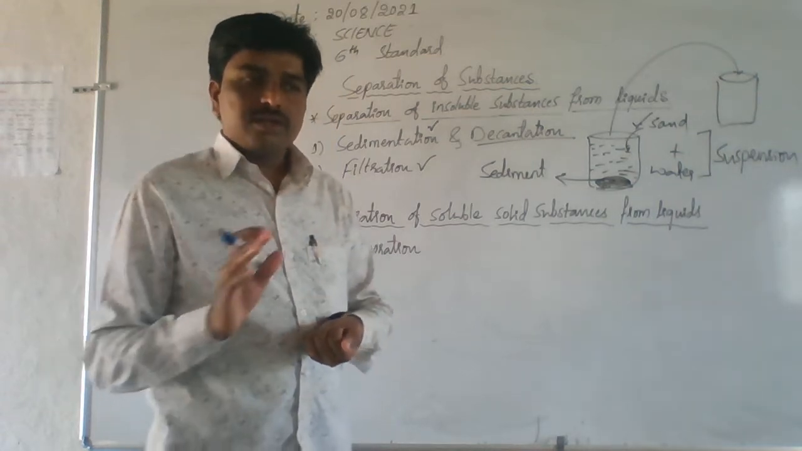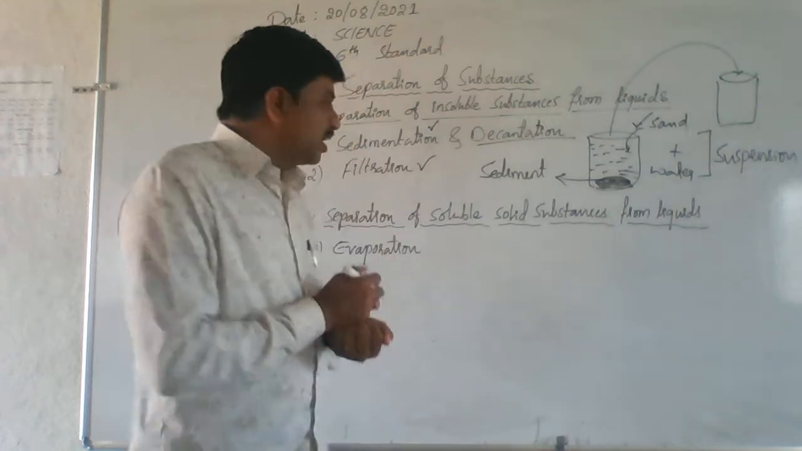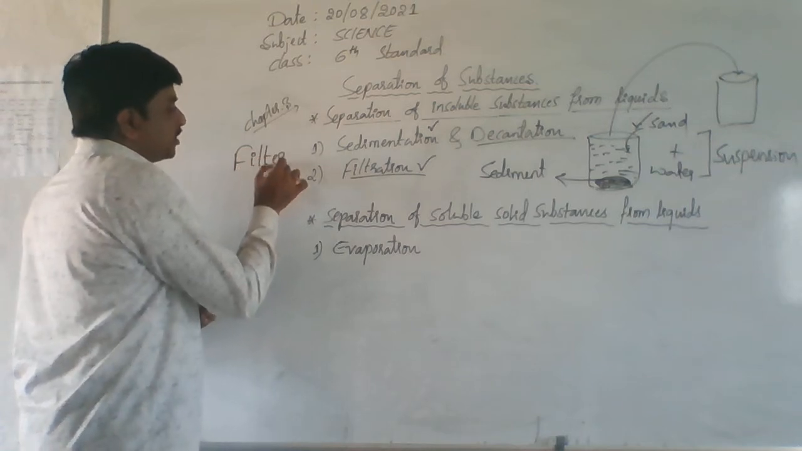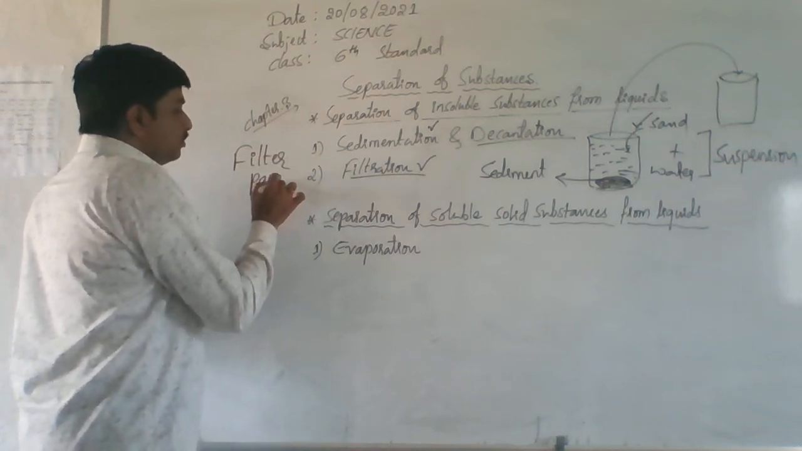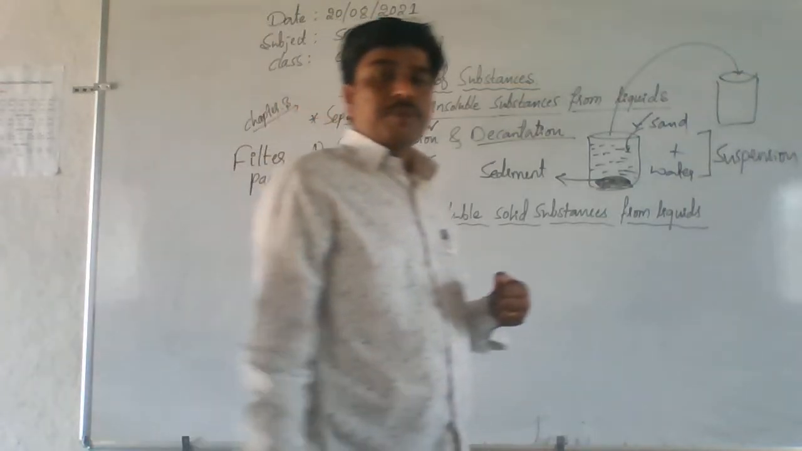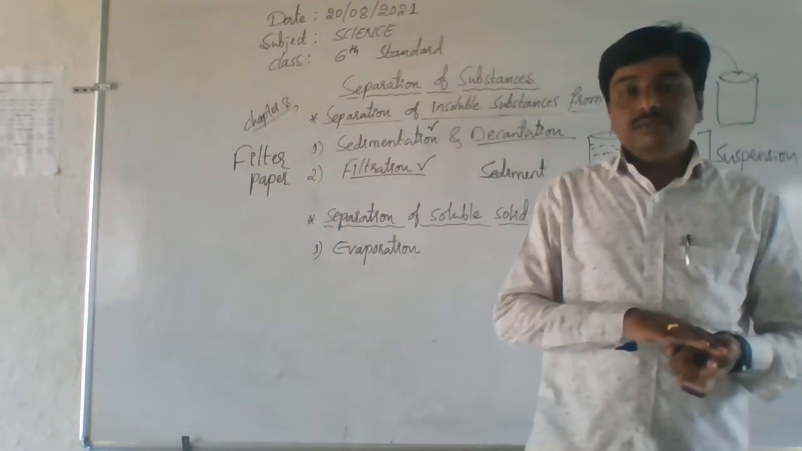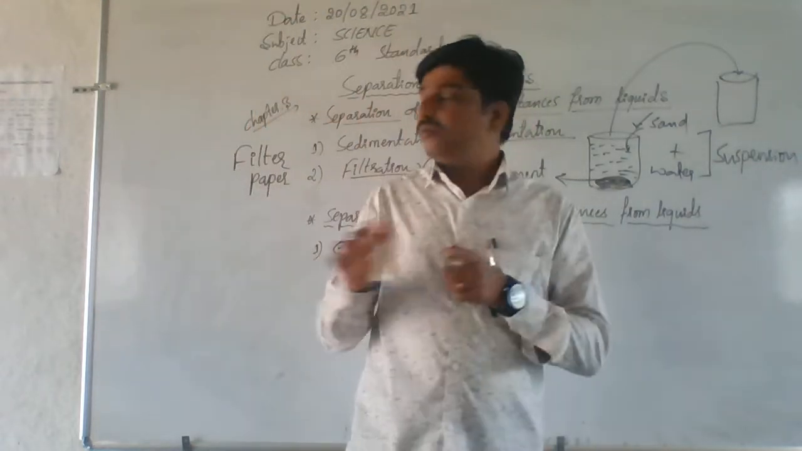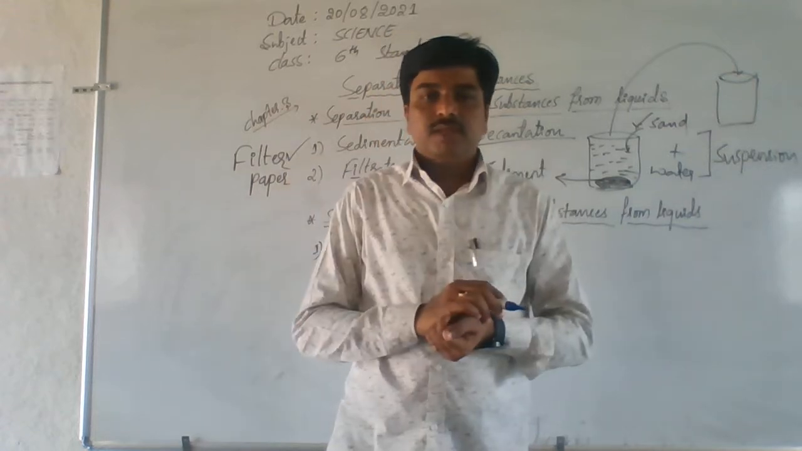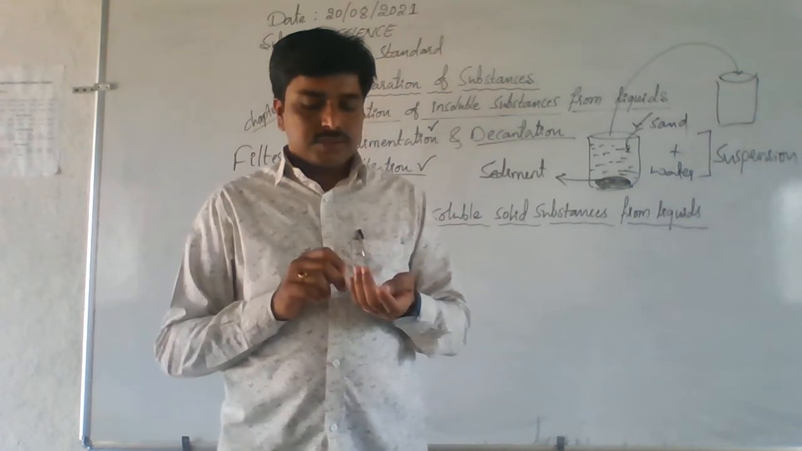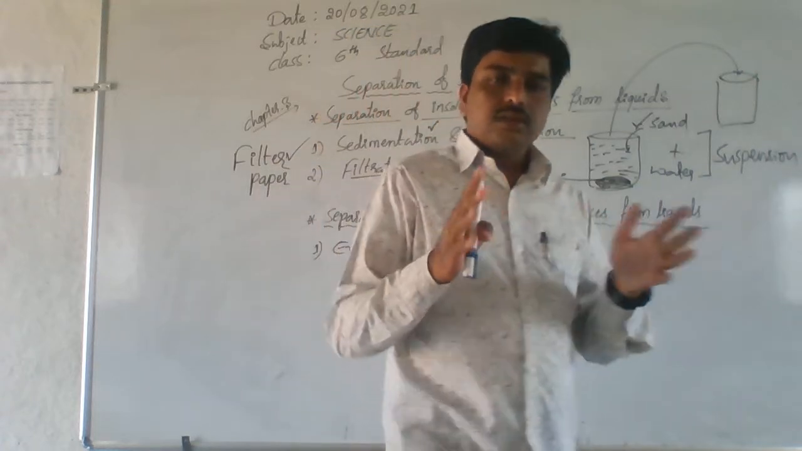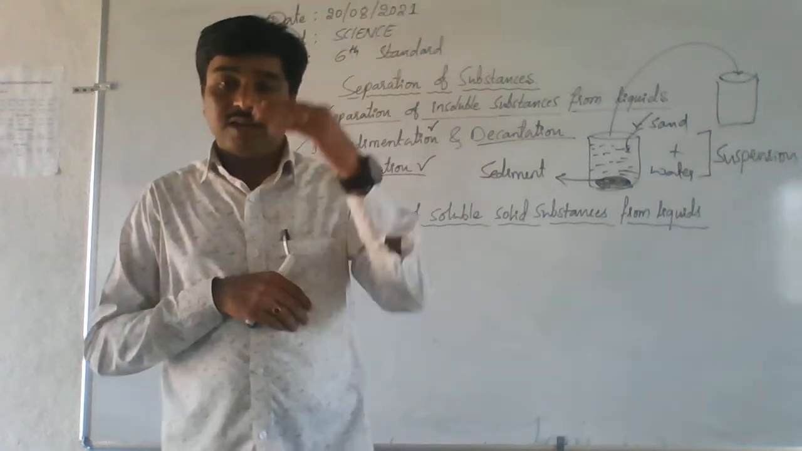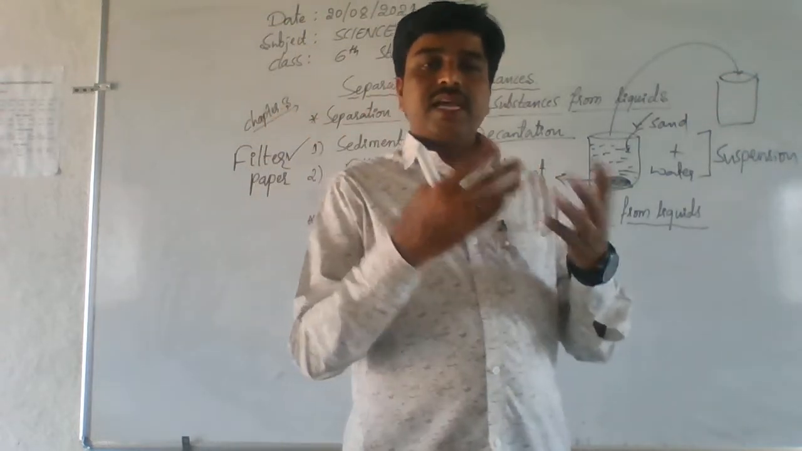But in our science laboratory, we use a specific filter paper. By using this filter paper, we can separate insoluble solid substances from a mixture in a laboratory. But in your homes, if your drinking water is muddy, meaning it contains soil particles, then how can you filter that water?